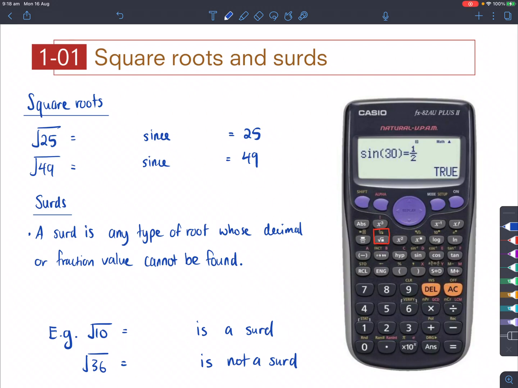Today we'll be starting off a new topic, which is Pythagoras theorem. The first lesson will be concentrating on square roots and surds.